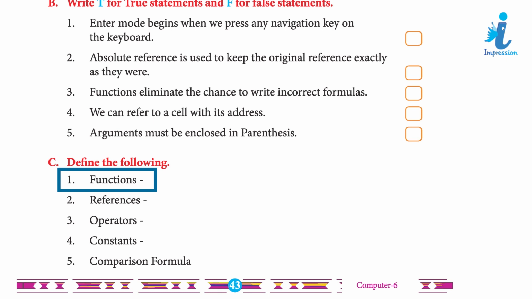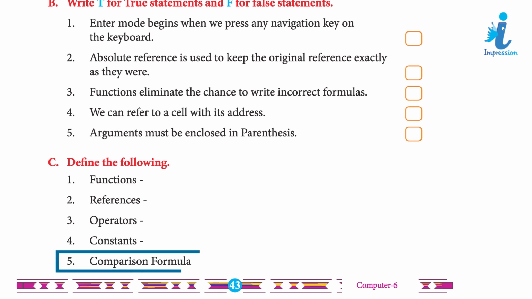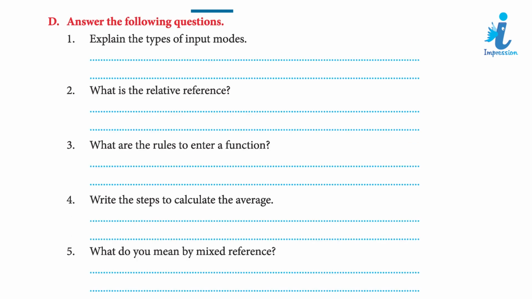Functions eliminate the chance to write incorrect formulas. 2. References. Answer: a cell reference is a cell address that can be used in a formula to denote a specific cell. 3. Operators. Answer: symbols that mention the operation to be performed. 4. Constants. Answer: number or text values that do not change. 5. Comparison formula. An expression that compares two or more numbers, text strings, cell content or function output is known as a comparison formula.